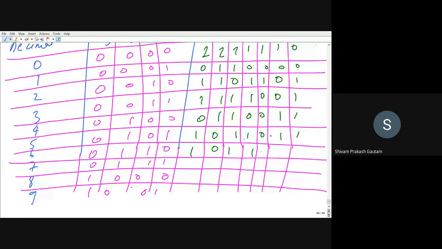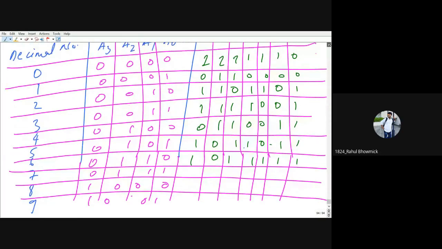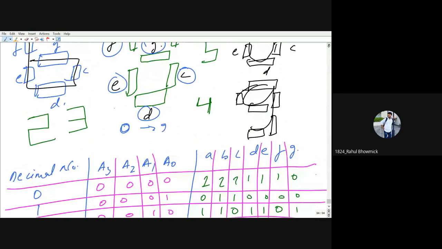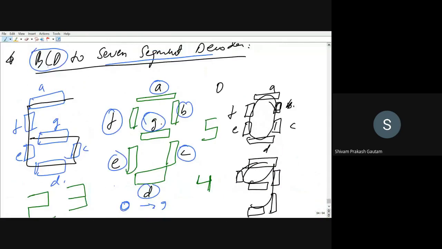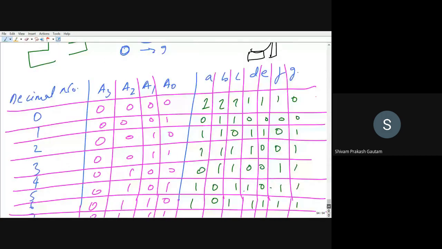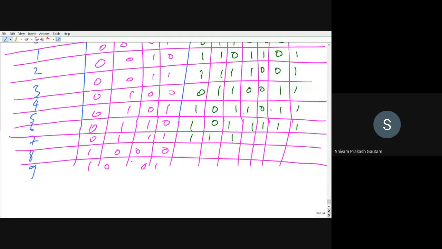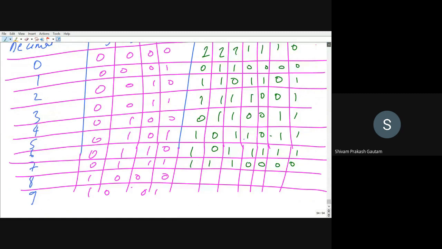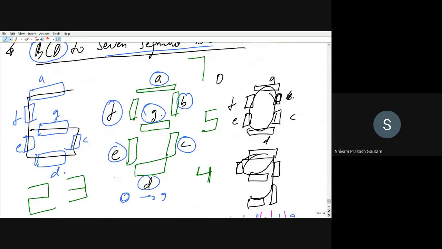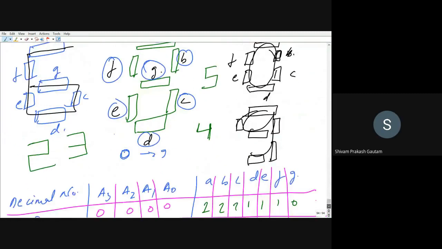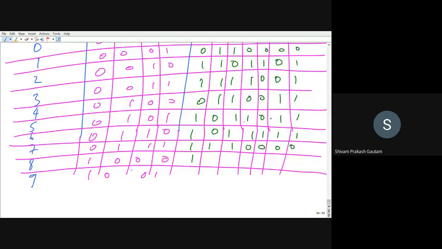Rest will be high. 7, A, B and C will be on. 7 will be like this. So A, B, C are high, but only A, B, C are high. All will be 0. Then we are having 8. All will be high, correct? 1 1 1 1 1 1 1. And 9.